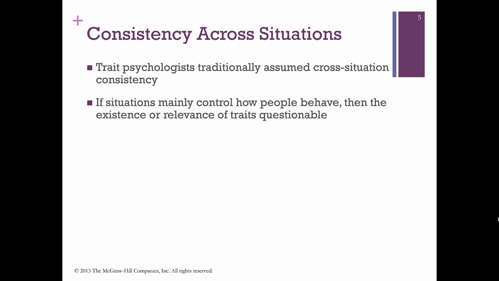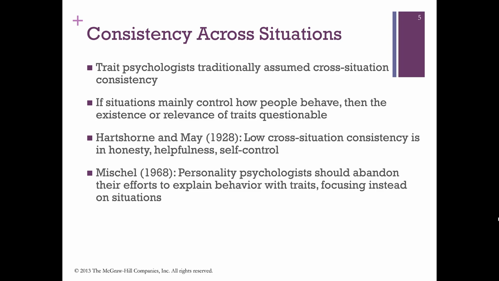As your book mentions, the consistency over time is not debated. However, the consistency of personality across situations is debated. Most psychologists assume that there is consistency across situations. A key argument is that if situations mainly control how people behave, then the existence or relevance of traits is questionable. Hartshorne and May found low cross-situational correlations for helpfulness and self-control, though we talk later in the chapter about why this study may not be reliable since it's based on one-instance measures.